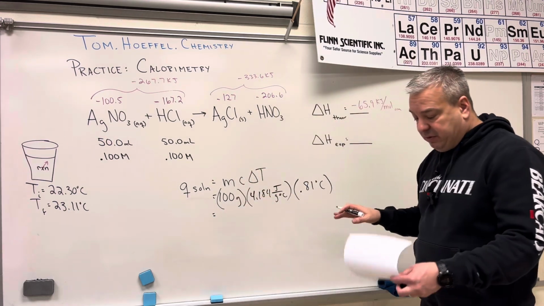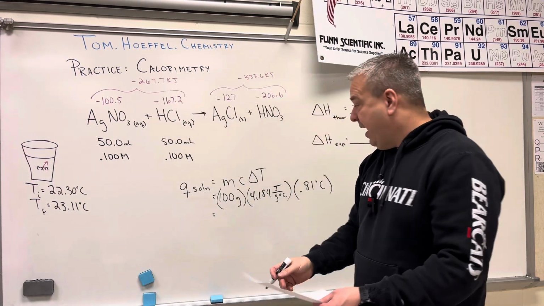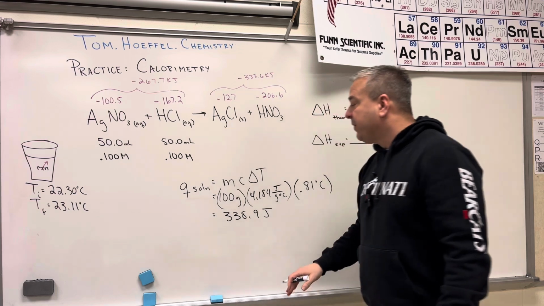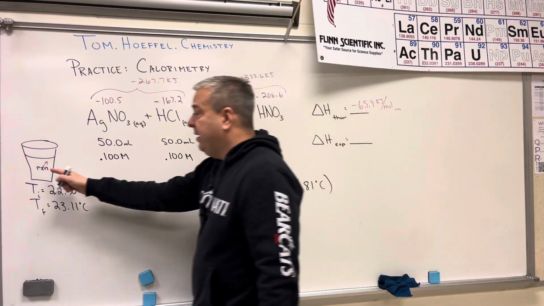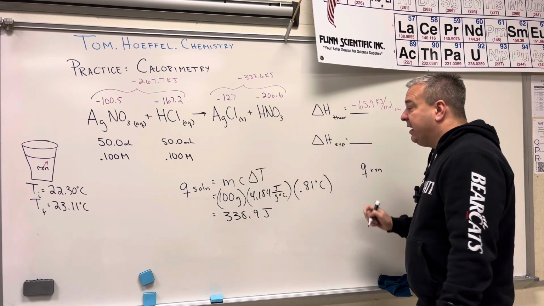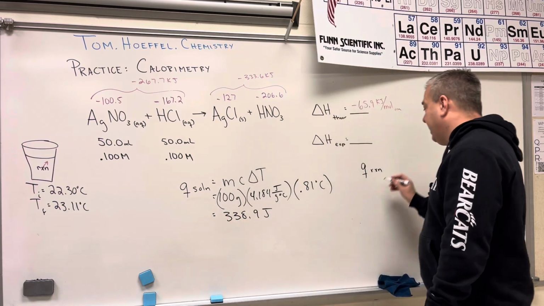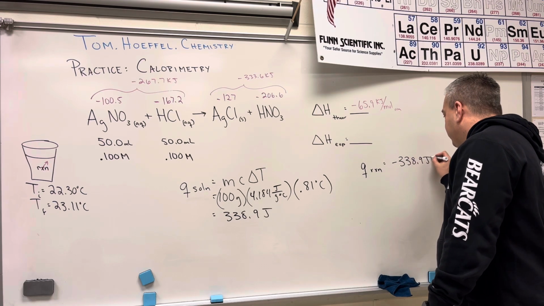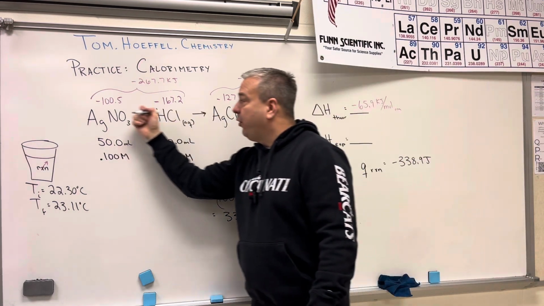If you multiply these three numbers together, you're going to calculate the heat flowing into the solution. So I get the answer of 338.9 joules. Well, if this is how much heat is going into the solution, where is that heat coming from? It's coming from the chemical reaction. So the heat flow of the chemical reaction is going to be the same magnitude as the heat flow going into the solution, but opposite in sign. So I'm going to end up getting a negative 338.9 joules.